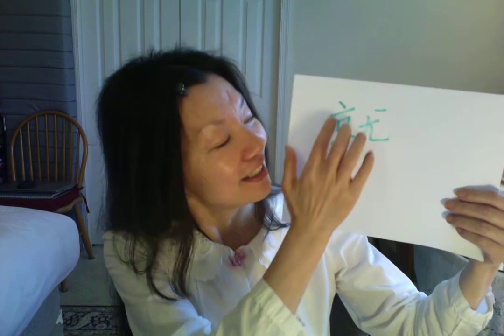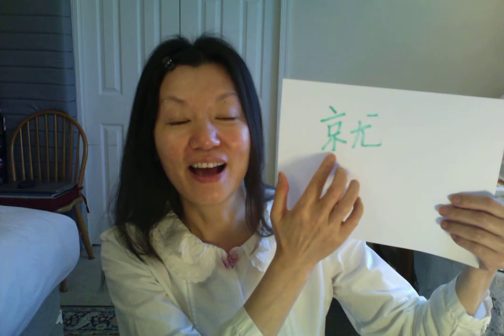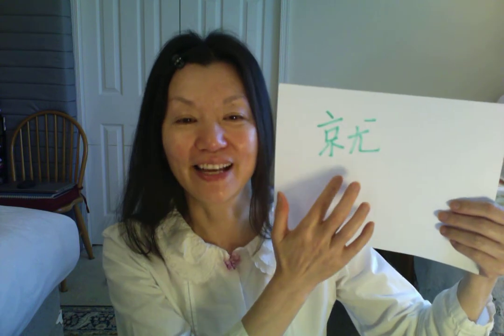Jiu. You see this radical here? This radical, the red starts here. We pronounce it jing, as in Beijing, the Chinese capital. Jing, Beijing, okay. Together here, jiu, precisely, exactly. Jiu, okay.